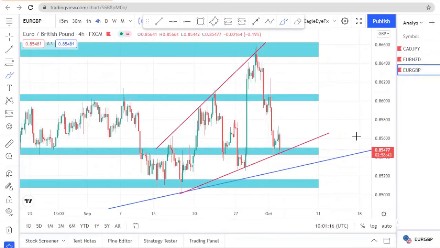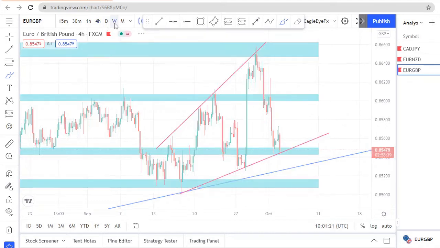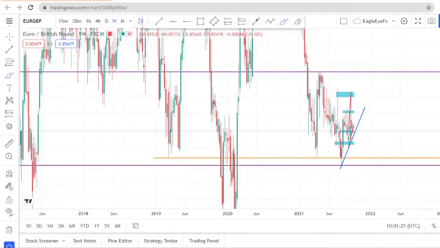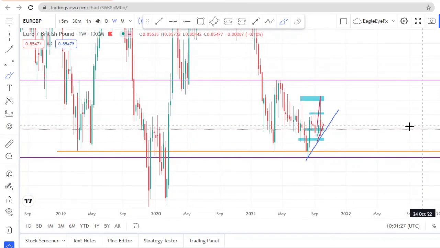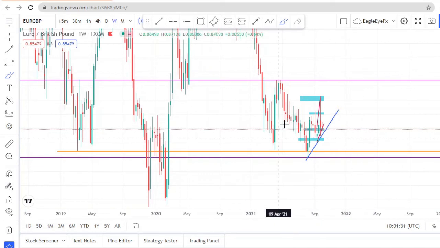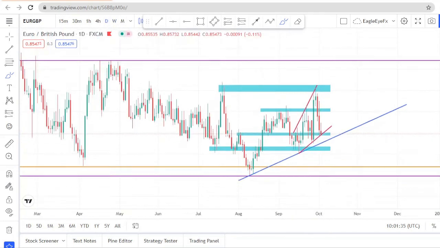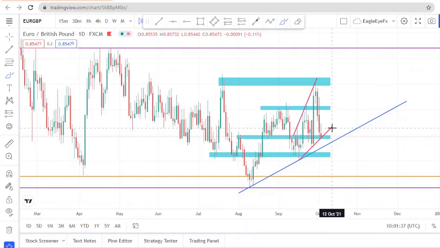So on EURGBP, I was actually observing EURGBP, and if I go to the weekly time frame, you can see that EURGBP went up and came down, then it's trying to go up again. So let me go to the daily time frame. Then on the daily time frame, you notice something over here.